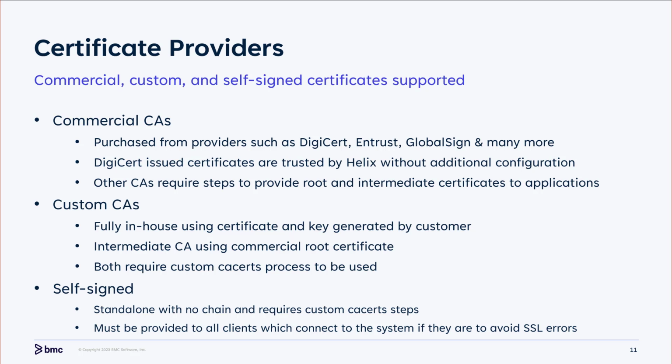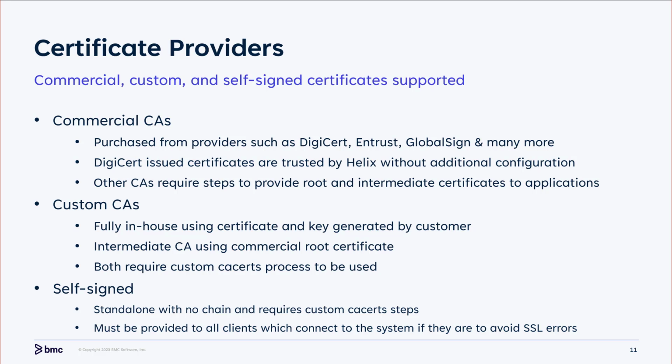There are three main ones really that you need to be aware of, or three main types as far as Helix is concerned. The first of those are those offered or issued by commercial certificate authorities. So DigiCert, Entrust, there are many of them. A quick search will throw up dozens, if not hundreds, of different certificate providers.